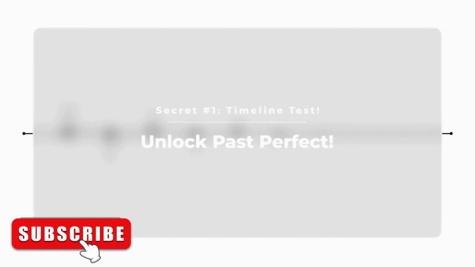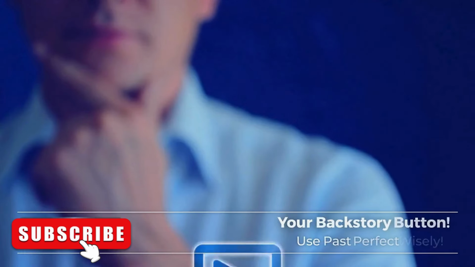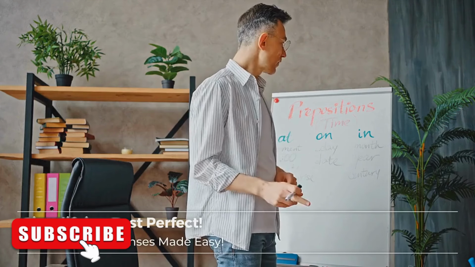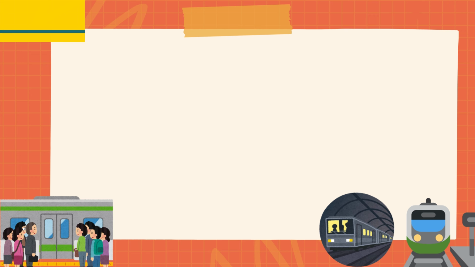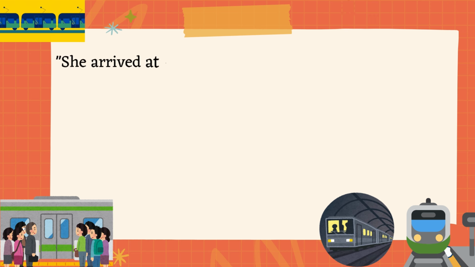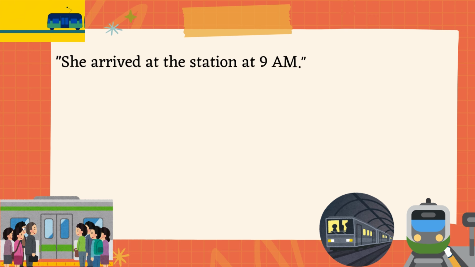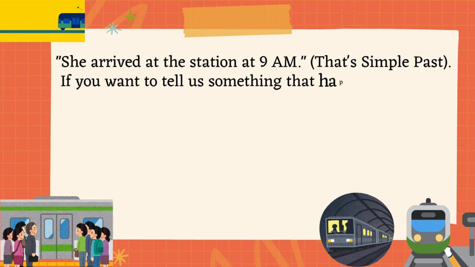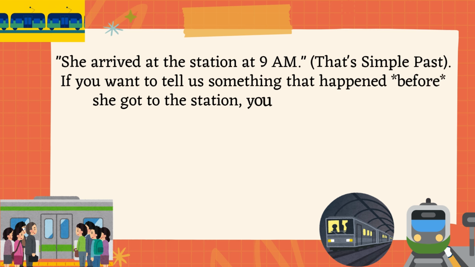Introducing secret number 1, the timeline test for past perfect. Think of past perfect as your story's backstory button. When does past perfect come into play? Let's simplify it. Imagine your timeline like this. Now, main past event. Let's say your main past event is, she arrived at the station at 9 a.m. But the train had already left. Think of it this way.